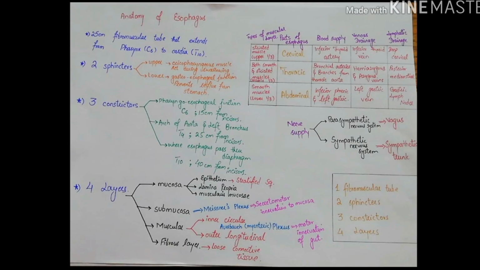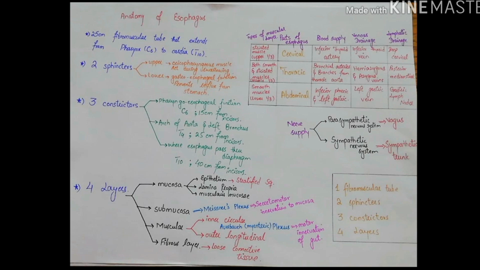So talking about the constrictors, there are three constrictors of the esophagus. The question is, why do we need to learn about these constrictors? The answer is that whenever a person is performing an endoscopy of the esophagus for any reason, he or she must be aware of the normal constrictions because otherwise they may cause perforation of the esophagus.